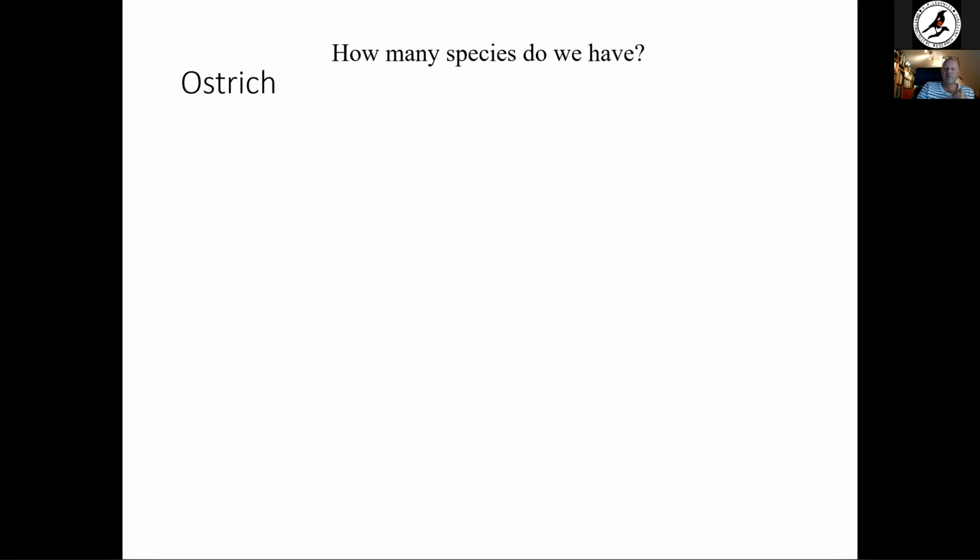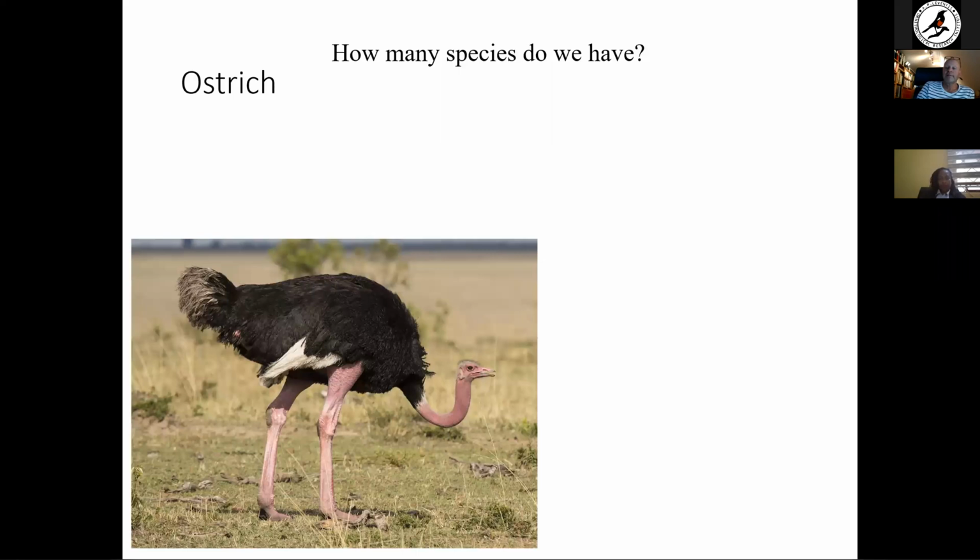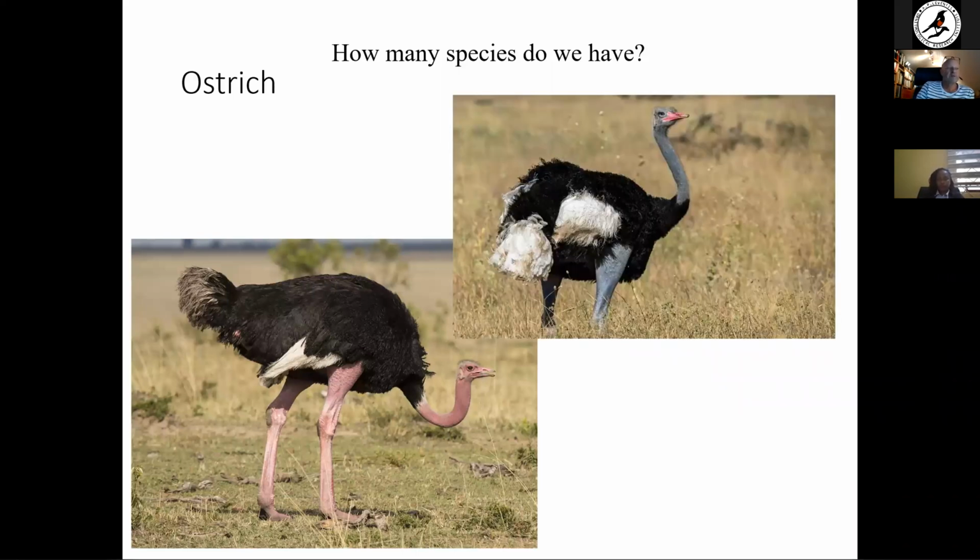We actually have two species of ostrich in Africa. We have the normal ostrich that we're used to seeing, and we have this one with blue neck and blue legs, which is the Somali ostrich, which you find in Ethiopia and Somalia and Somaliland.